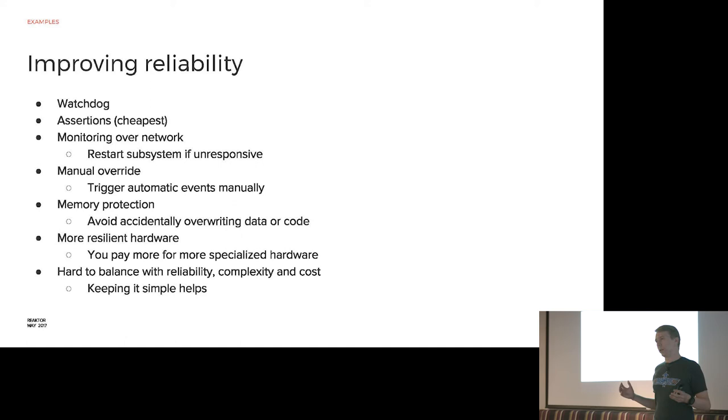You can monitor things over the network. So if it locally seems to work, but some supervisor system doesn't get contact from your other subsystem, that supervisor system can turn off the power and turn it back on. Some microcontrollers might have some memory protection. For example, some MSP chips have shared memory for the RAM and your program code. So if there's a problem, you might overwrite your code, so resetting won't fix it. So you may need to protect some parts of your memory from any kind of writes, at least accidental writes. You can just buy more resilient hardware, but that of course might be really expensive, and that's the more traditional way of doing things.